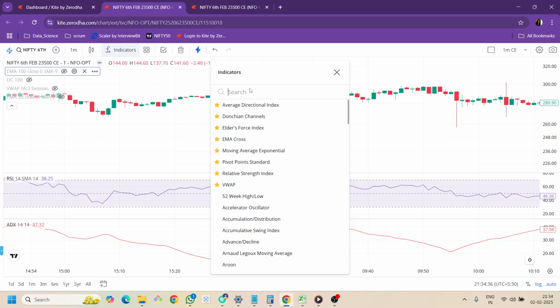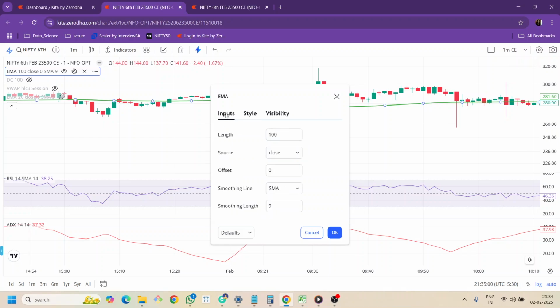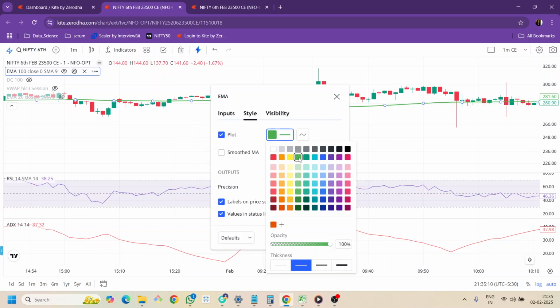To do that, just click on the indicator and type moving average. There are many moving averages. In my Zerodha broker application, I prefer the moving average called Exponential. I also put a star for that. Once you do, it will appear. Click on settings, come to inputs, keep the length as 100, then come to style, change the color to green and make the thickness a little bigger.